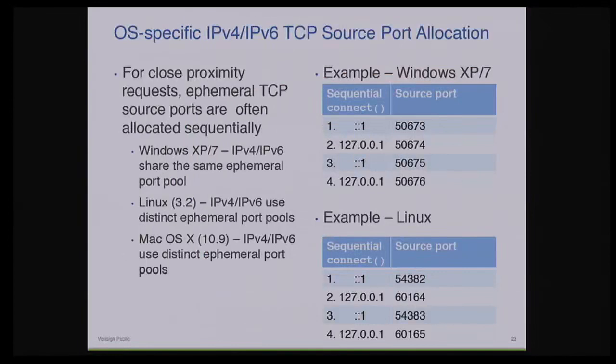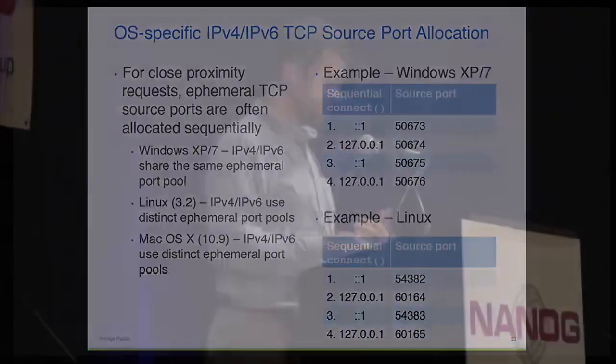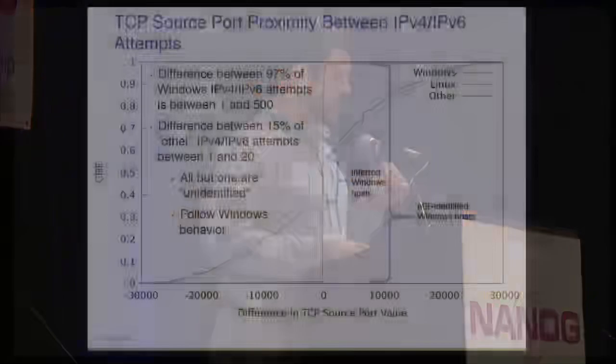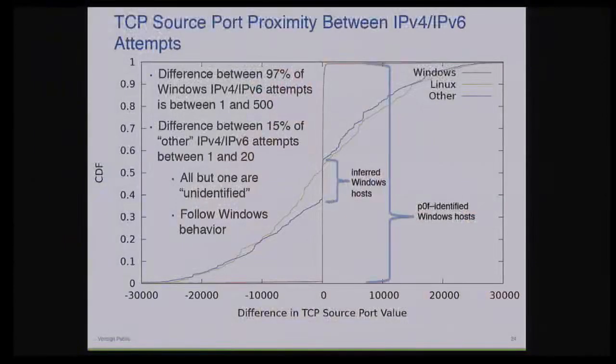Okay, one other item we found along the way was that with Windows machines, when they do ephemeral source port allocation, they're allocating source ports from the same pool for IPv6 and IPv4, whereas Linux and Mac OS X allocate from different pools. And that was helpful in validating some of the findings we were looking at when we did our associations.